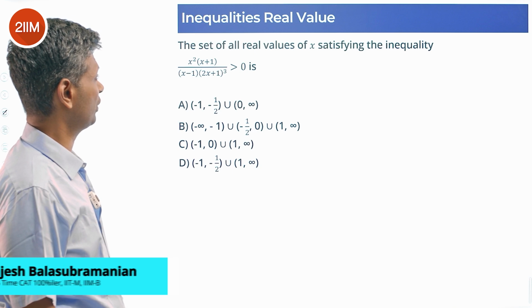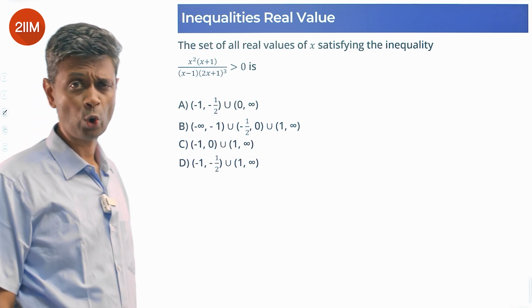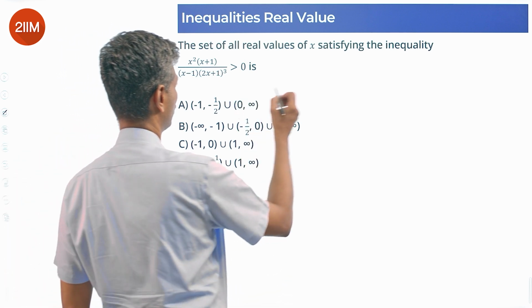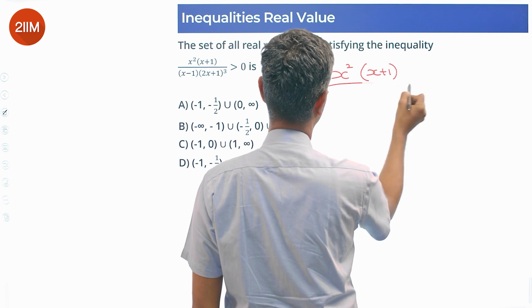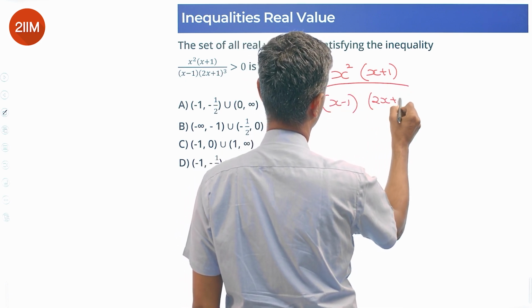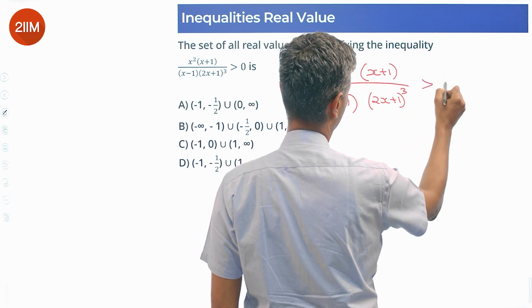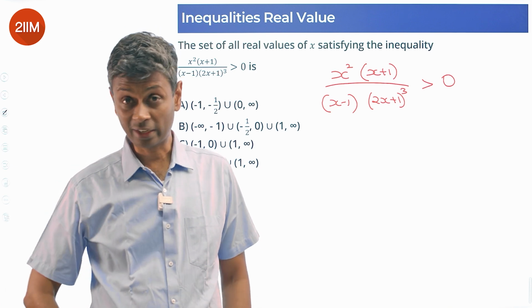A set of all real values of x satisfying the inequality x squared into (x plus 1) by (x minus 1) into (2x plus 1) whole cube. Nice question, because one starting simplification is very important. x squared into (x plus 1) by (x minus 1) into (2x plus 1) whole cube is greater than 0. You look at numerator, you look at denominator, you look at turning points, and then you crack it.